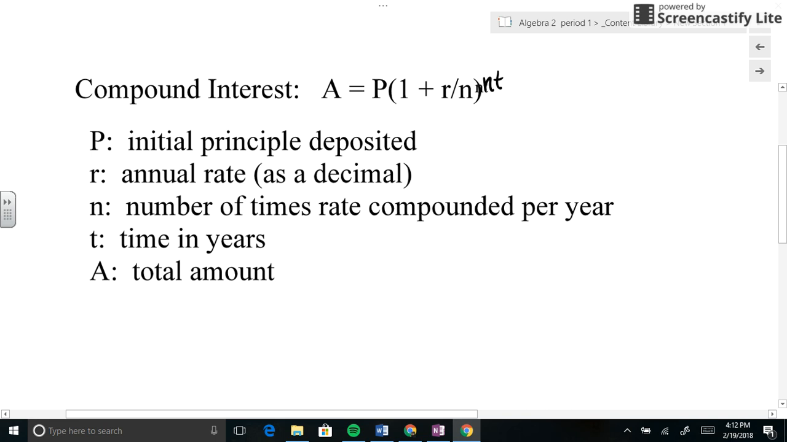Today we're going to talk about compound interest. The formula for compound interest is A equals P times the quantity of 1 plus R divided by N, all raised to the N times T.